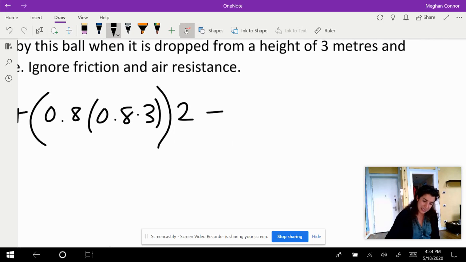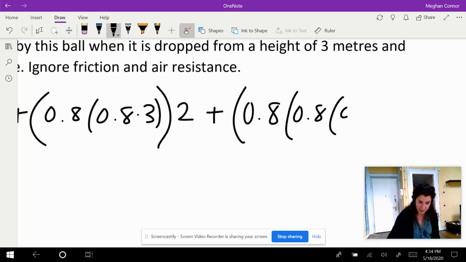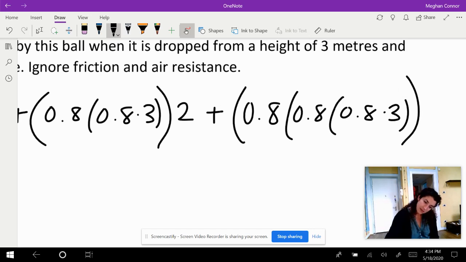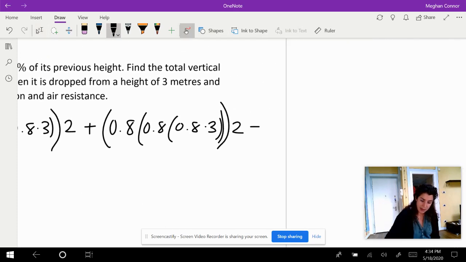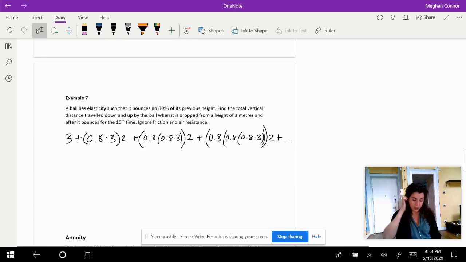And then if I wanted to continue that pattern just one more time to see what's going on, it's going to be 0.8 times 0.8 times 0.8 times 3 times 2. And then we keep going with that pattern until the 10th bounce. So that's only the first 4 terms.